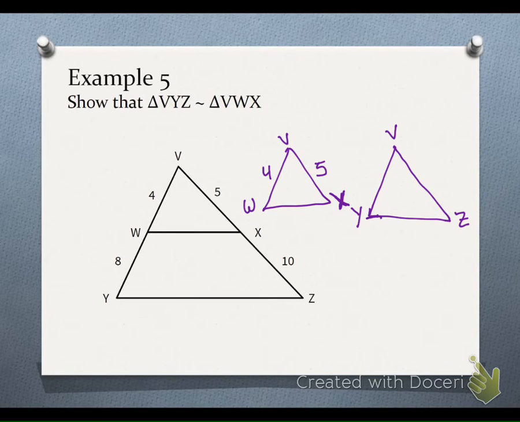And if we knew they were parallel, you'd be correct. But since we don't know these lines are parallel, V is in both triangles. It's in the top angle for both of them, and they're going to be the same measure. So we're going to have angle V is congruent to angle V. We don't have to show that they're equal because we don't know what the value is.